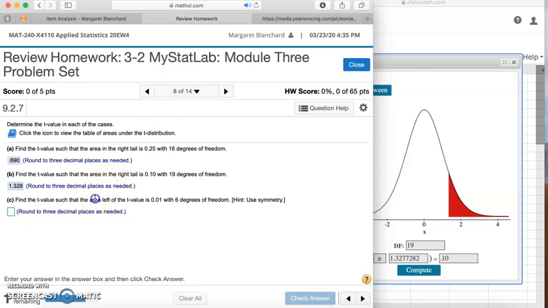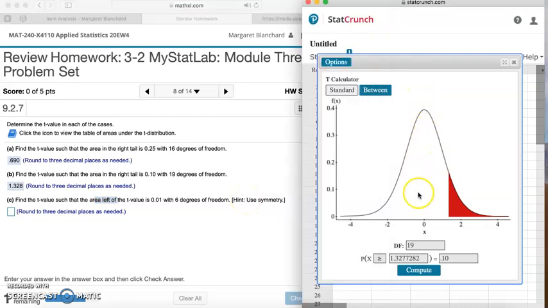All right, part C: find the t-value such that the area to the left of the t-value is 0.01. Now we see a difference here. We have area left of the t-value is 0.01 with 6 degrees of freedom. Hint, use symmetry. That's a good hint. Remember, our t-value here is centered at 0. So when it's centered at 0, if we can find the area to the right that's 0.01, that means we just have to switch it to negative to find the value that's to the left of it is 0.01.